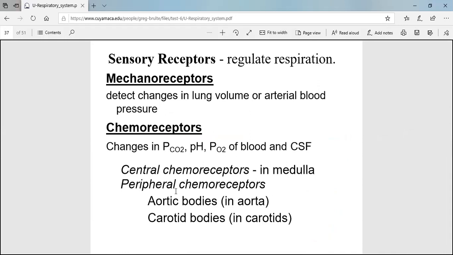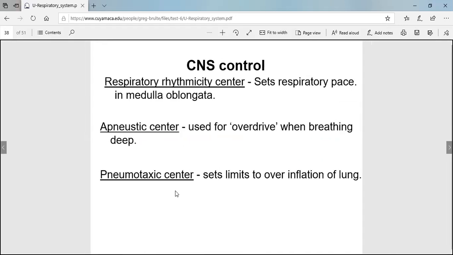Not going to ask you about mechanoreceptors and chemoreceptors or CNS control of this.